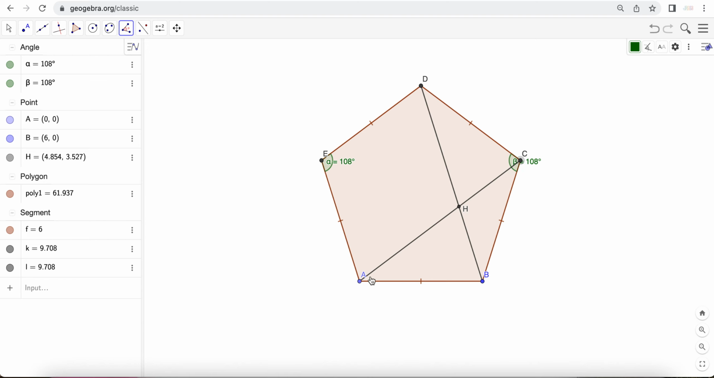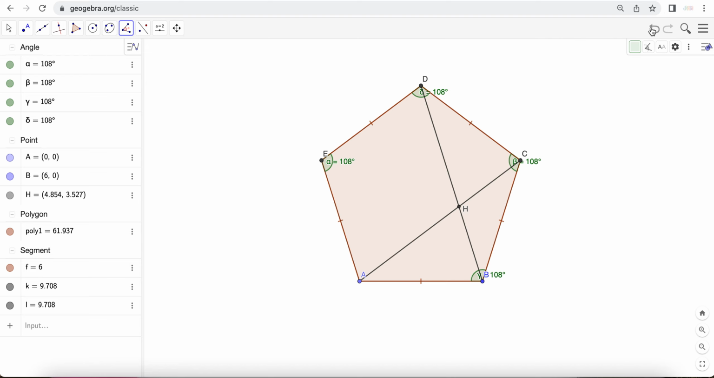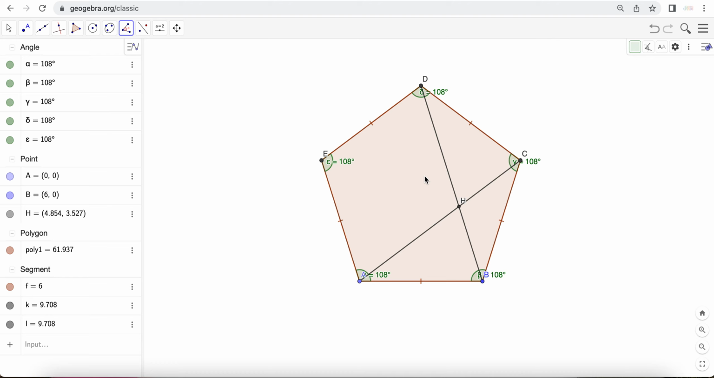Counterclockwise. I want you to pause right here. So, I may as well just label all these. Oh, there's a quick way to do that. I'm just going to do it by clicking in the polygon.